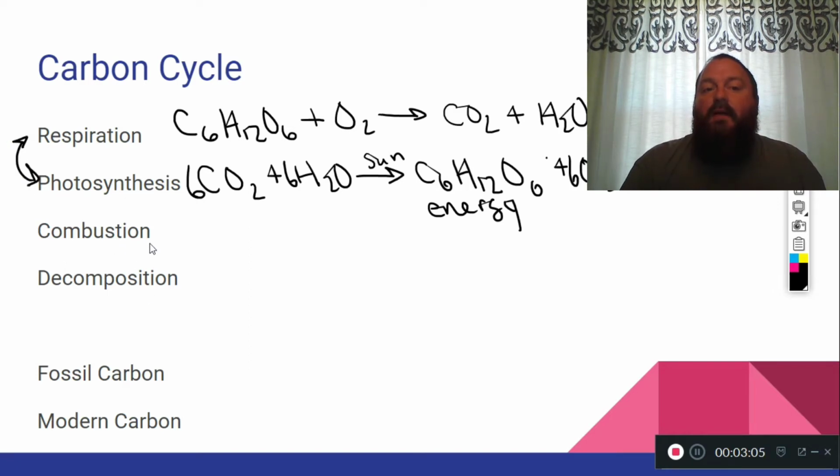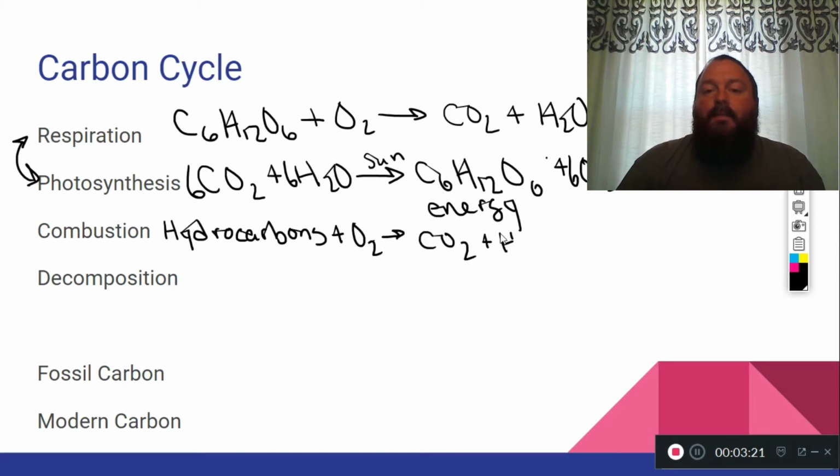Then in addition to that, we have combustion, which takes hydrocarbons, organic material. It's going to use oxygen, and it's going to break those down into carbon dioxide and water. Now, that's assuming we have unlimited amounts of oxygen and we have more than enough oxygen to completely react all those hydrocarbons. If we lack enough oxygen, then it's going to produce carbon monoxide instead.